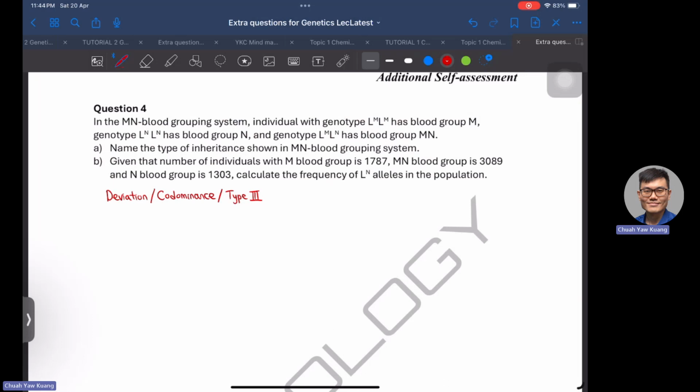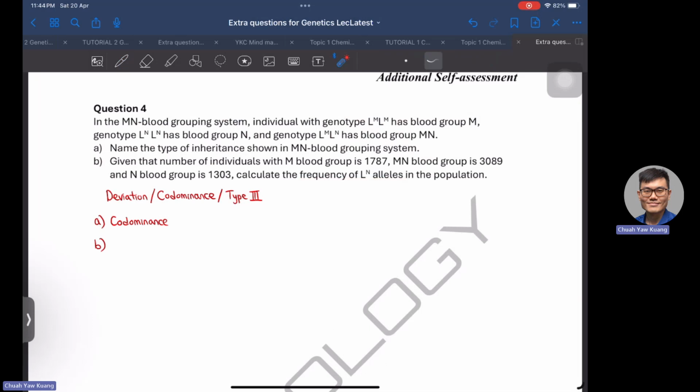Now we look at question A first. Question A is just asking for the type of inheritance, which we have mentioned just now. This one is the codominant, so this would be the type of inheritance. Next, B is asking for the frequency of the allele, the frequency of the LN allele.